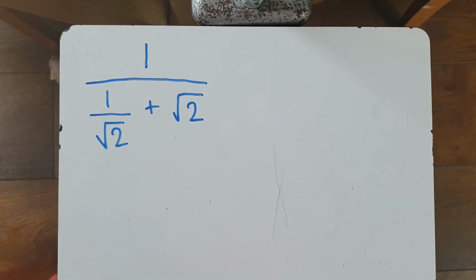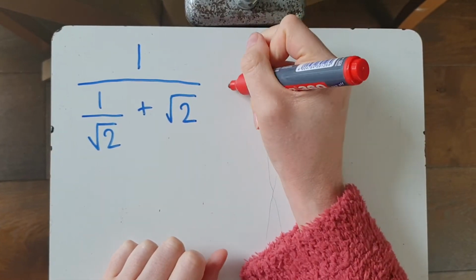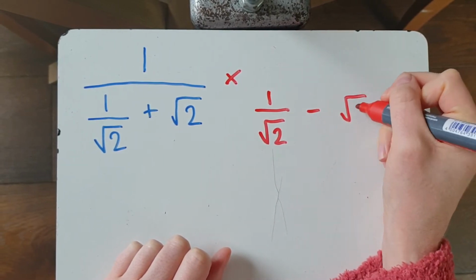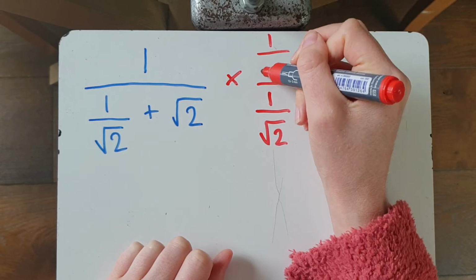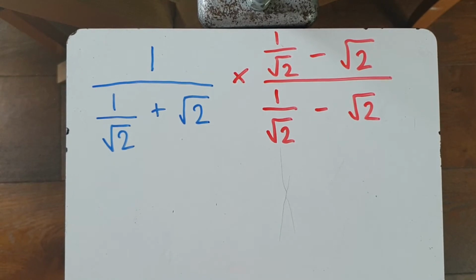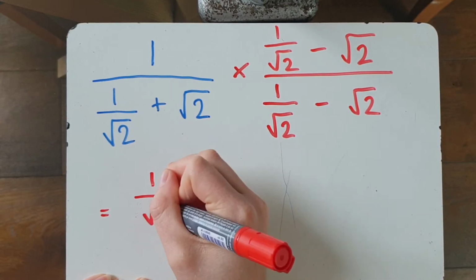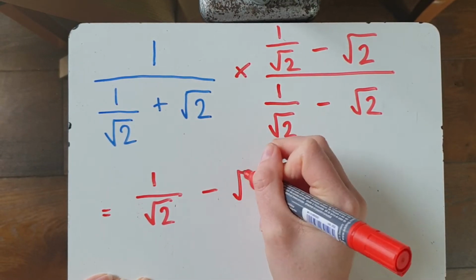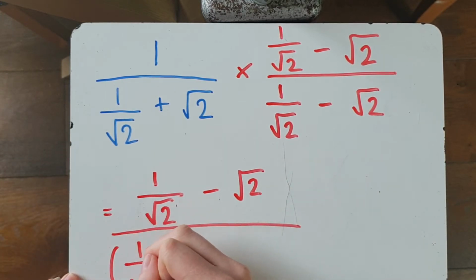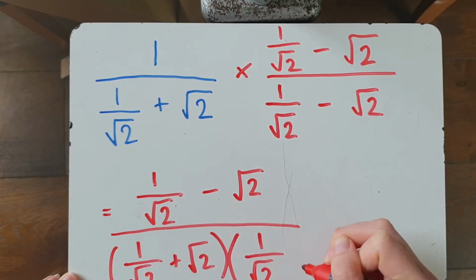If you found this one tricky, it might be because you tried to apply the standard rationalising to this one. So perhaps you did 1 over root 2 minus root 2 times 1 over root 2 minus root 2. This would work, but it's a bit horrible to work with. So the numerator would turn into 1 over root 2 minus root 2, and the denominator would turn into 1 over root 2 plus root 2 times 1 over root 2 minus root 2.